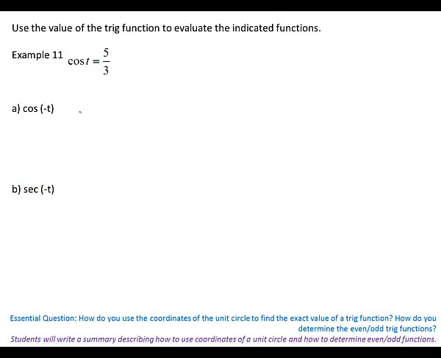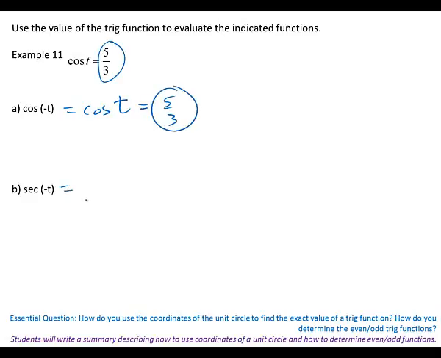All right, so the cosine. What do we know about the cosine? When you have a negative on the inside, what happens? It disappears because it's an even function. Okay, so what value did they give us for the cosine of t? 5 over 3, done. All right, what about secant?